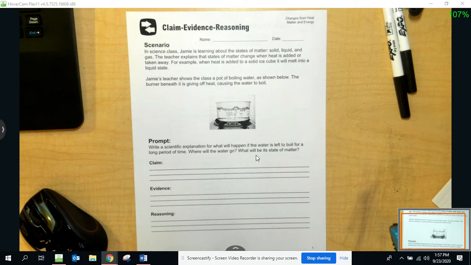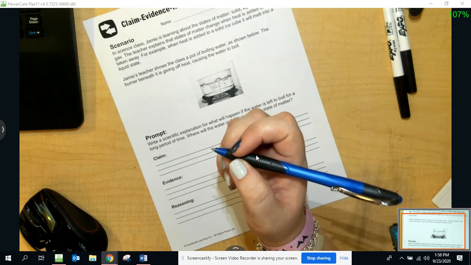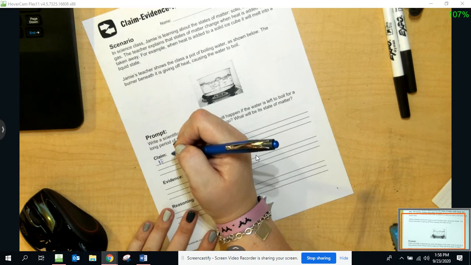What's causing it to turn into a gas, Imran? It's because all the heat makes the water boil and the molecules start to go all over. Right, the molecules start to speed up a lot, and it creates those bubbles, which turn into a water vapor. Where does it go? In the air. It goes up into the air. Cool, huh? Okay, so for your claim today, you're going to write, if the water is left boiling for a long period of time, you have to write in a complete sentence, please.